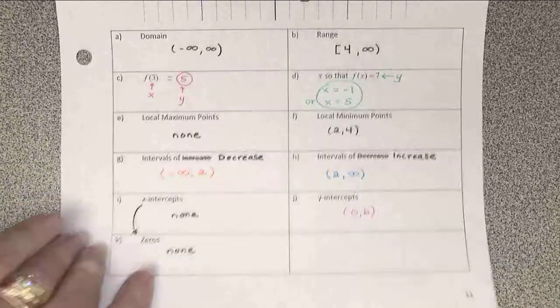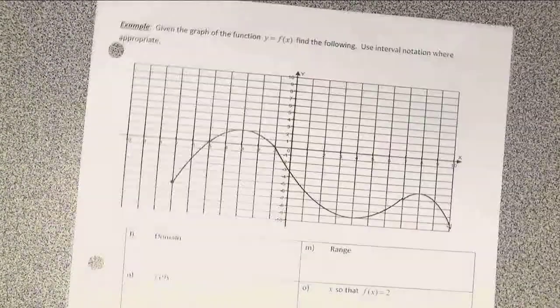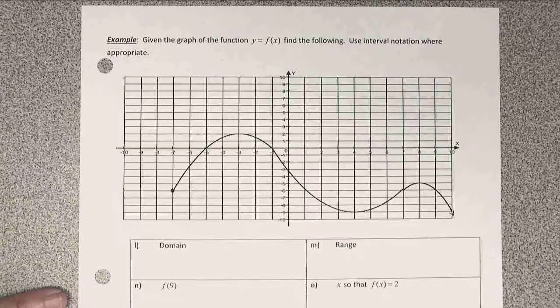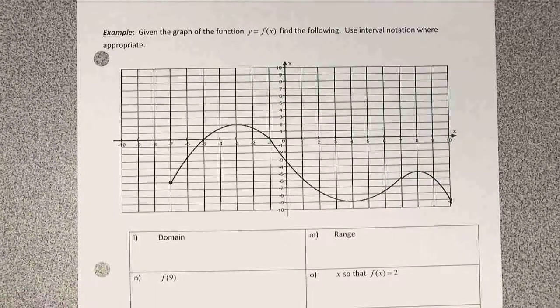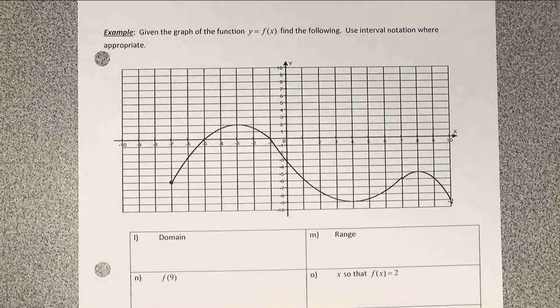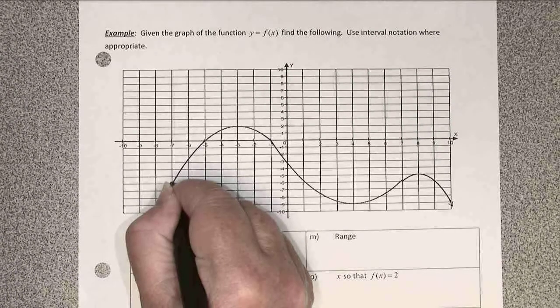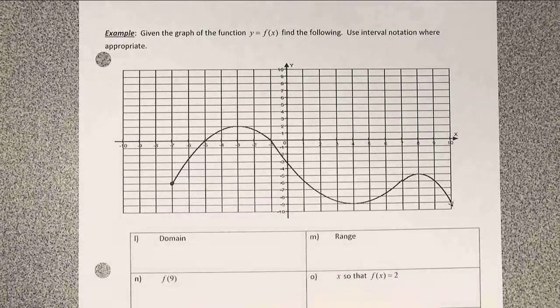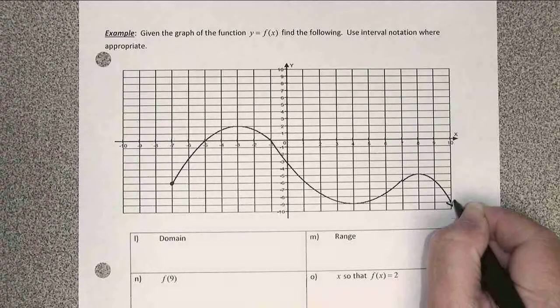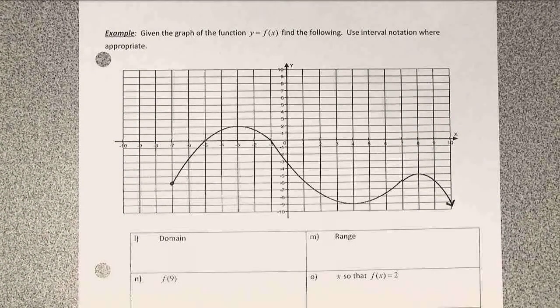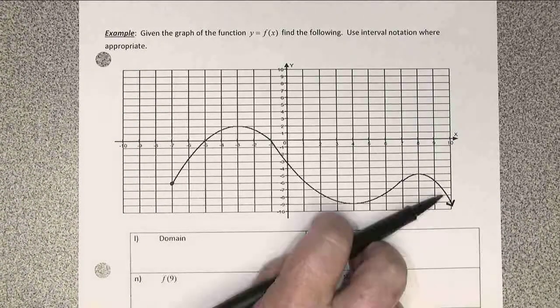All right, let's try one more. Here's our new function, f of x. I'll call your attention to the fact that there's a solid dot on this point. It doesn't go past that solid dot. But there's an arrow on this side. So it does continue to go down and to the right over this way.